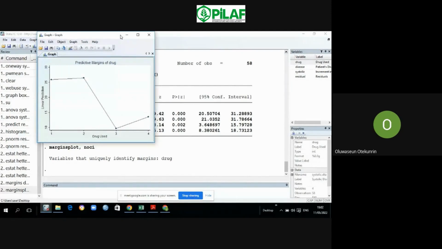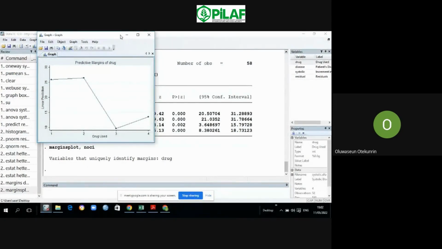Okay, so you see drug 1, drug 2, drug 3, drug 4. Those that are using drug 1 have high systolic blood pressure. Drug 2 is kind of higher than drug 1. But if you use drug 3, it gives the lowest systolic blood pressure. After drug 3 is drug 4. After drug 4, you go to drug 1. The highest is drug 2.